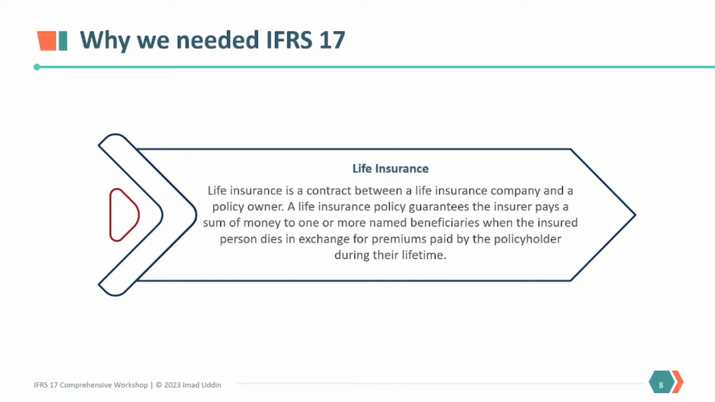A life insurance is simply a contract that guarantees the insurer pays a sum of money to one or more named beneficiaries when the insured person dies, in exchange for premiums paid by the policyholder during their lifetime. Right? So life insurance is a very common kind of insurance. People take out life insurance to protect their families against the uncertain event of their own death.